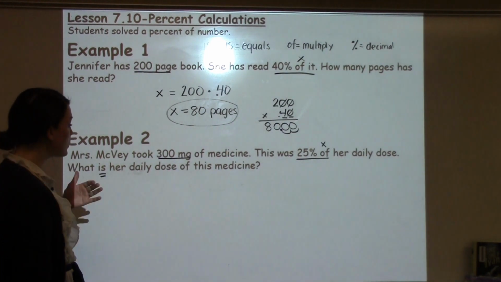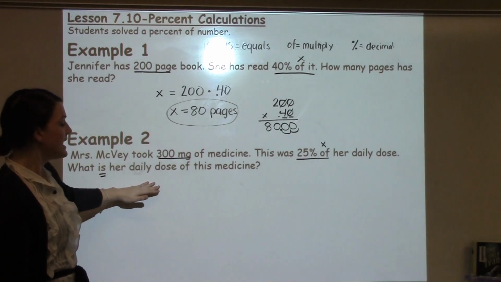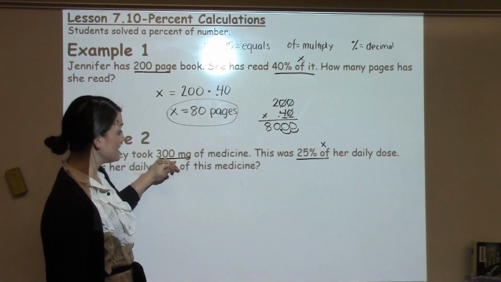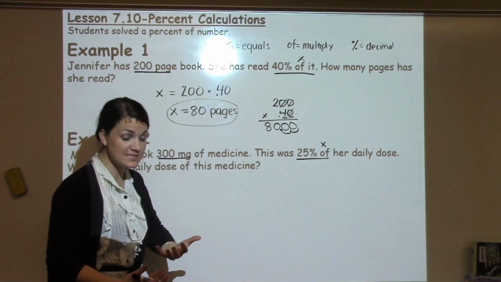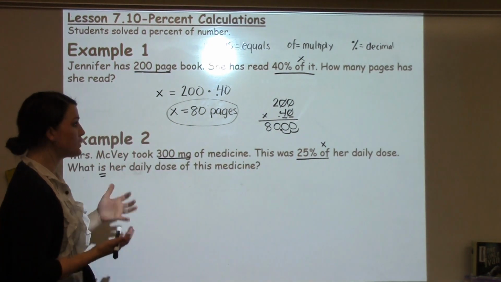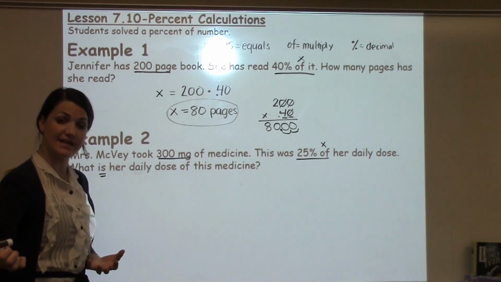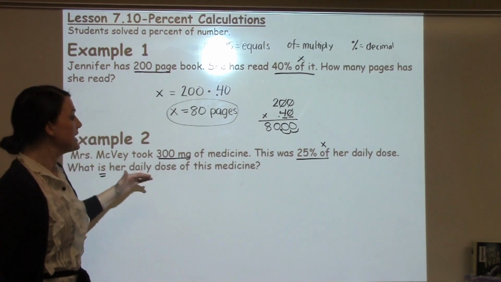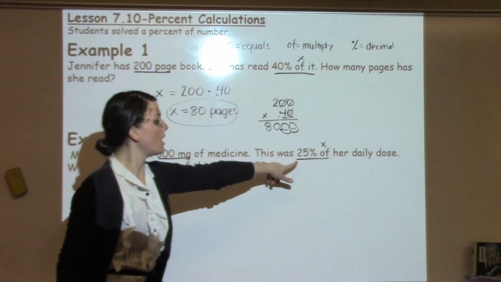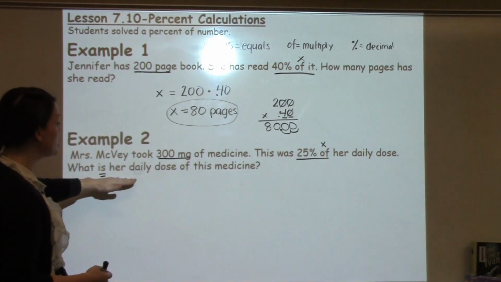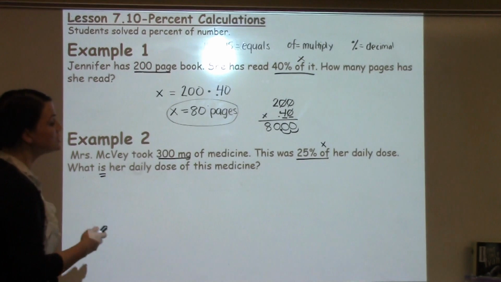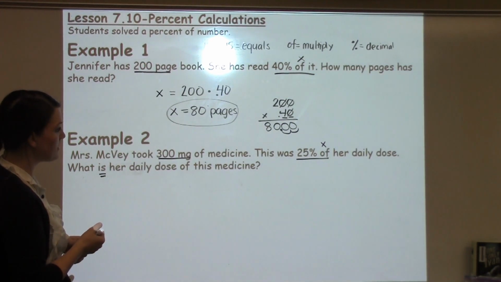In this problem, I don't know what the daily dose is. I know that this 300 was only 25% of the whole. The other percent problems that we've been working with so far, we knew the whole and we were just finding the percent of that whole. Here, I have the percent of part of it, but I want to know the whole daily dose. So in this case, I'm going to set my problem up a little bit different.